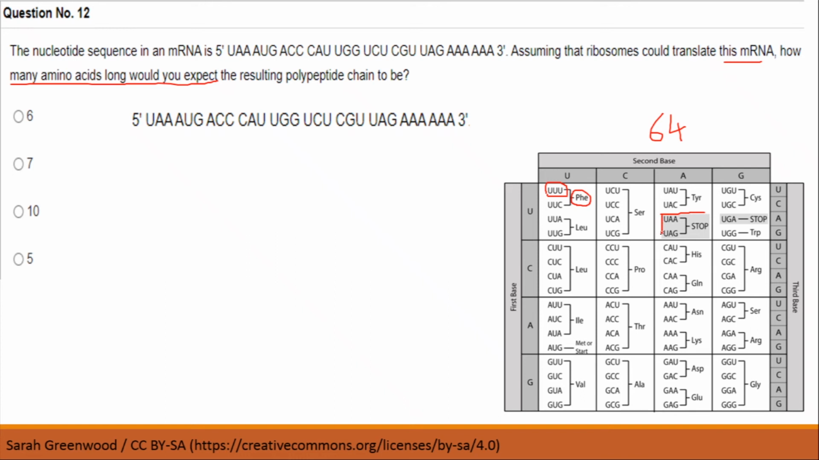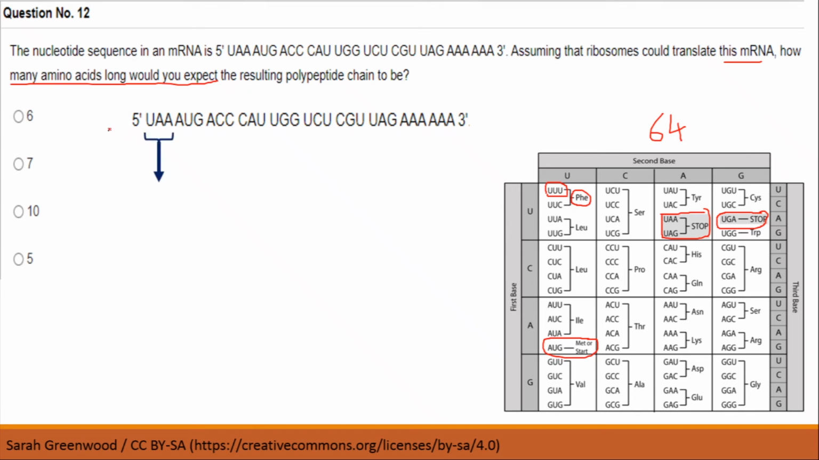Learn this. UAA, UAG and UGA are the stop codons, and one more you need to learn, that is AUG, the start codon. For the ribosome to start, you require the AUG sequence. For the ribosome to stop protein synthesis, you require a UAA, UAG or UGA sequence. I hope this much is clear. Now let us move ahead to understanding how to solve this. First one over here is UAA.